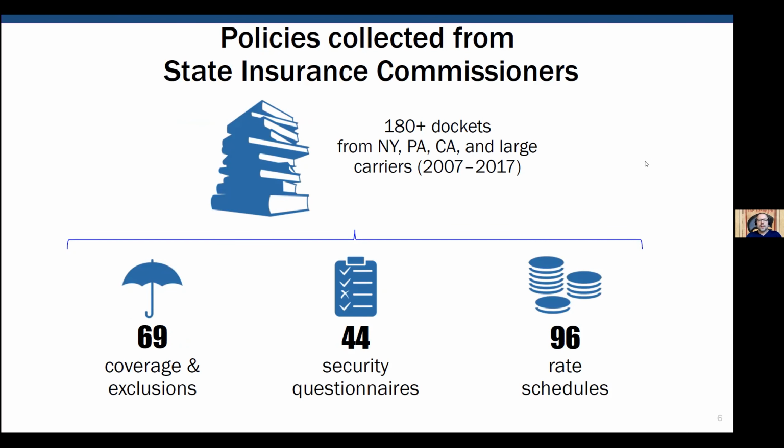And so what we did was to collect close to 200 different insurance policies, sort of dockets, from a number of states within the United States. So we looked at the larger states where we would expect to find the most variation and the most sort of comprehensive sets of policies. So here in the US, that's New York, it's California and Pennsylvania. And so we collected policies from 2007 to 2017.